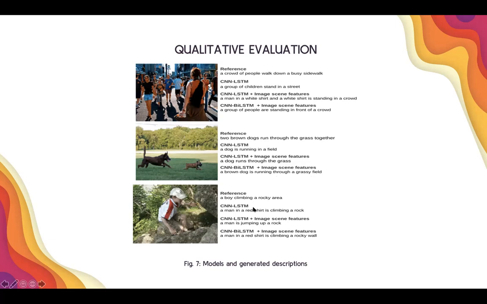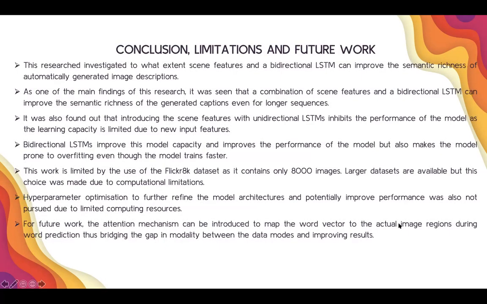And for the final one, we see that the CNN by LSTM method also brings in that scenery when it says a man in a red shirt is climbing a rocky wall. If you look at the image, it looks like this boy is climbing up a wall. But if you look at the other captions, the word wall is not there. So this CNN by LSTM combination is able to bring in correct scenery to improve the semantic quality of the generated captions.